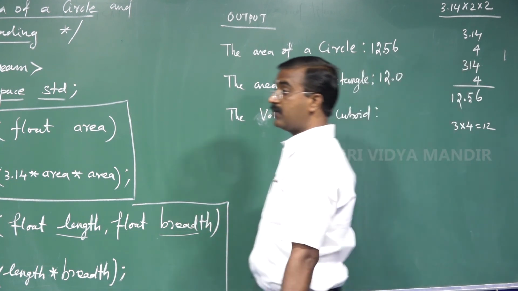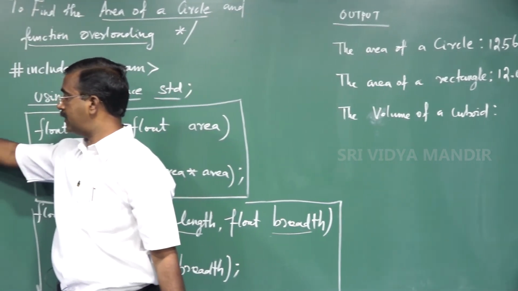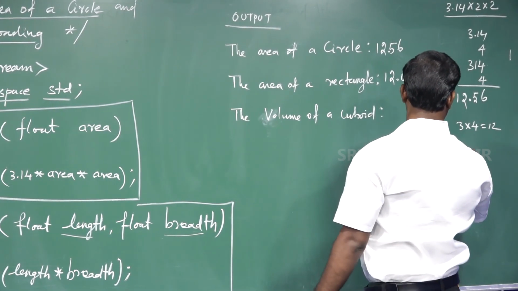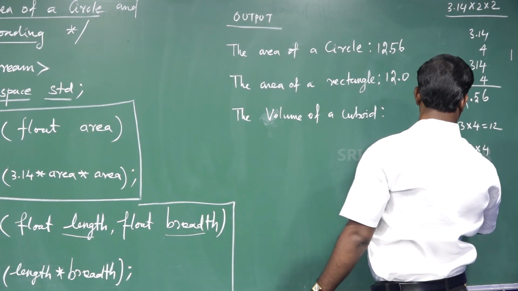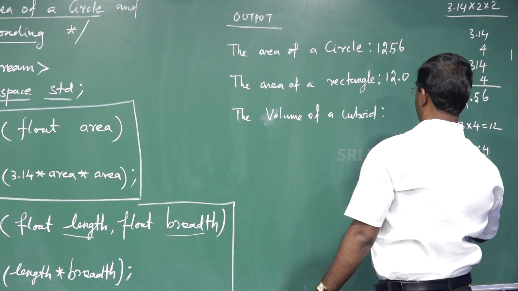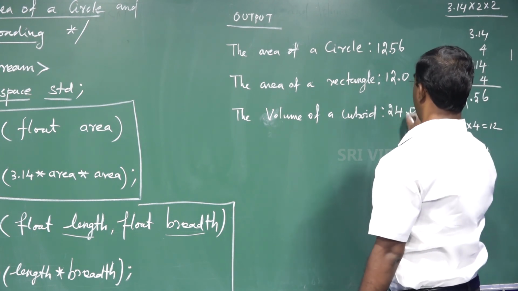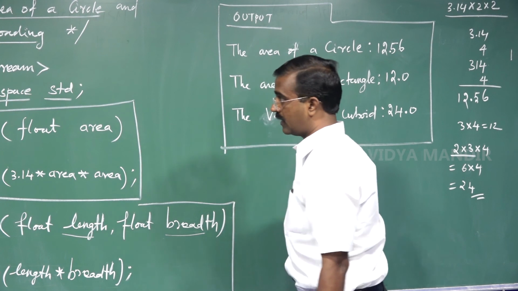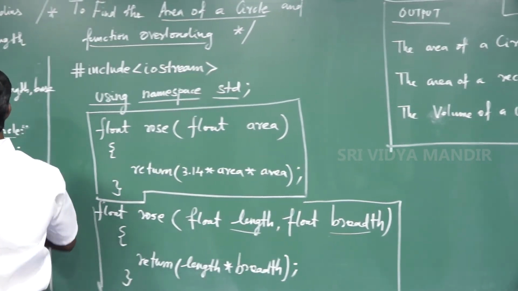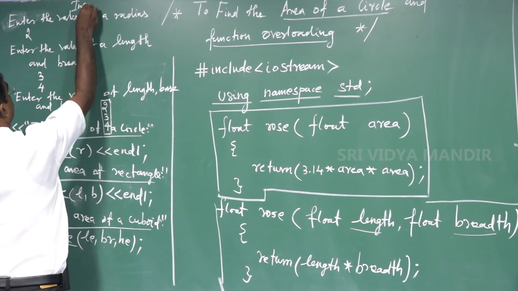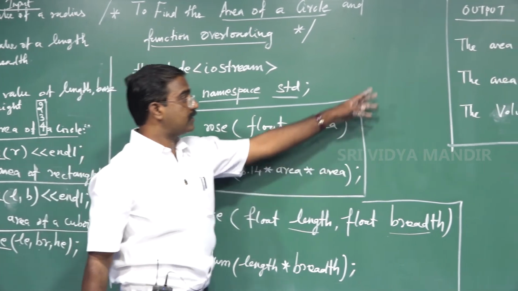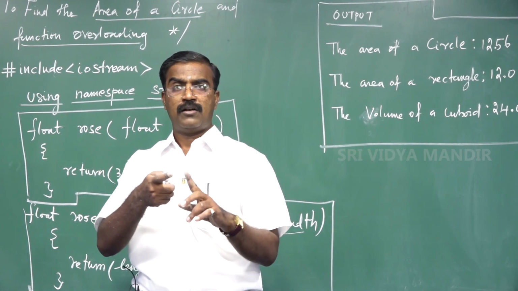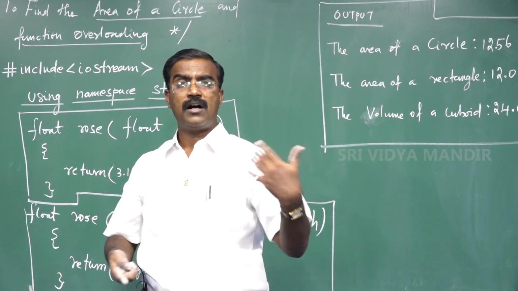The third one is given with length 2, then 3 and then 4. We know the formula L into B into H, so 2 into 3 into 4. 6 into 4 is 24, so the final result is 24.0. Why? Because this is declared for float value. In this program, my dear children, this is input area and this is output. So the 3 processes: one is area of a circle, then area of a rectangle, and then volume of a cuboid.